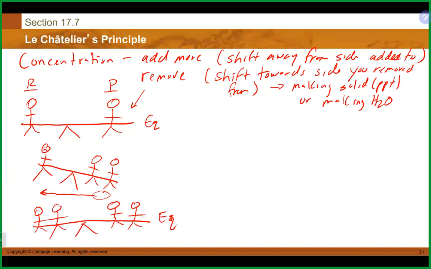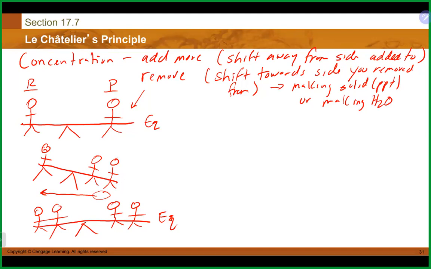The real reason for that is when you add more products, there's more products available to react with, which is going to cause the reverse reaction to occur. And that's why you end up making more reactants in that case. Same thing if you added more reactants, that means there's going to be more reactants available to react with each other. They're not going to have to go find each other. There's a whole bunch of them ready to go react. And that's going to cause the forward direction to occur. And that's why you actually make products in this case.